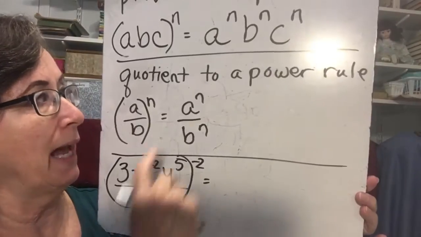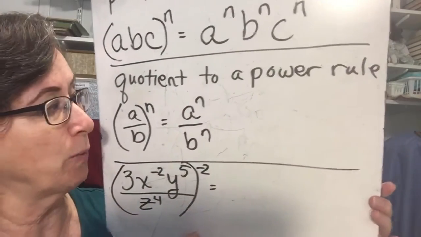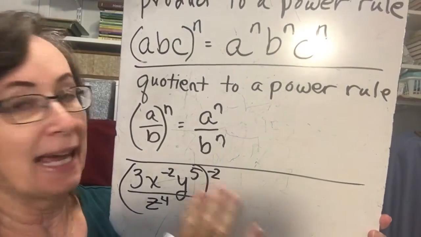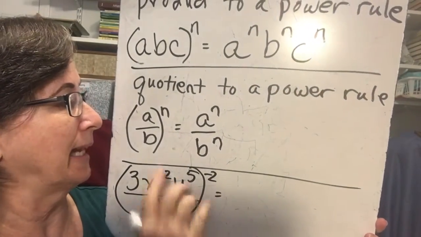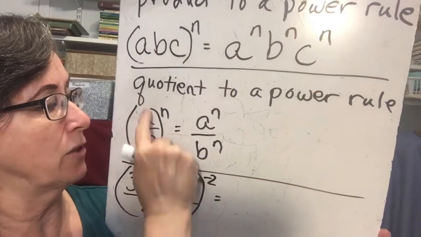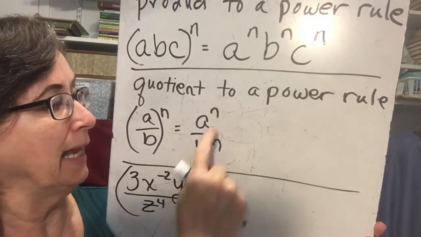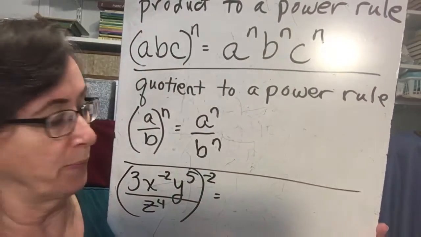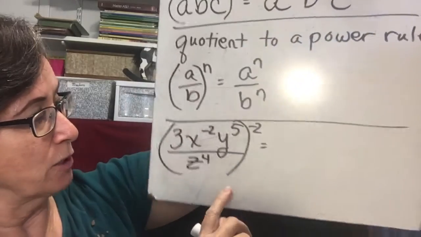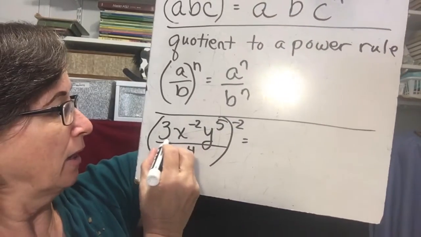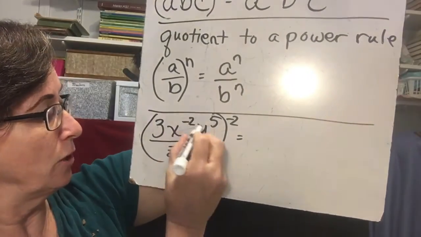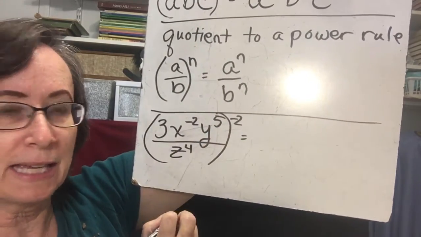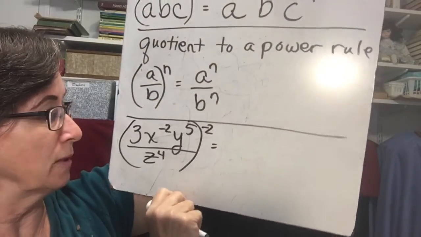And here we have a quotient to a power rule, another one that's implied in your book but not specifically stated, at least not in this lesson. So let's go ahead and state it. A over B, raised to the n, is A to the n over B to the n. That's your quotient to a power rule. So let's show these rules here. We've got 3x to the negative 2, y to the fifth over z to the fourth, all raised to the negative 2. So they're using both of these rules in here.